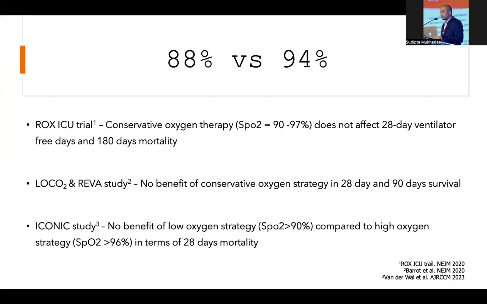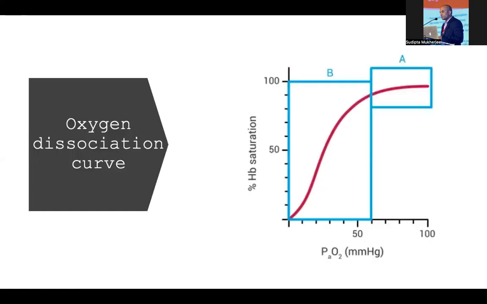In the ROC-SISU trial, they compared conservative oxygen therapy around 90% with higher oxygenation, and found no effect on 28-day ventilator-free days and 180-day mortality. Similarly, in the LOCO2 study, they found no benefit of a conservative oxygen strategy on 28-day mortality and 90-day survival. In the ICONIC study, no benefit of a low oxygen strategy compared to a higher oxygen strategy in terms of 28-day mortality. So there is not much clinical relevance. Whether there is any practical relevance, we will see.